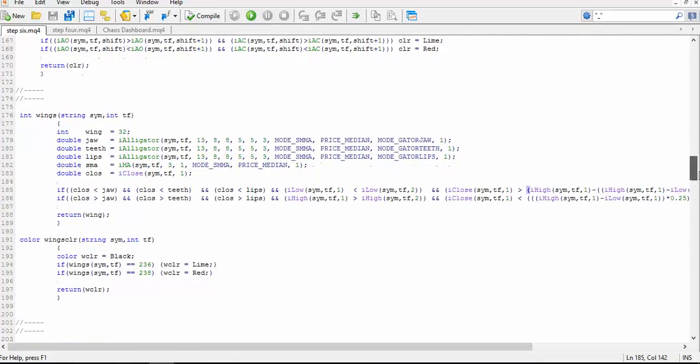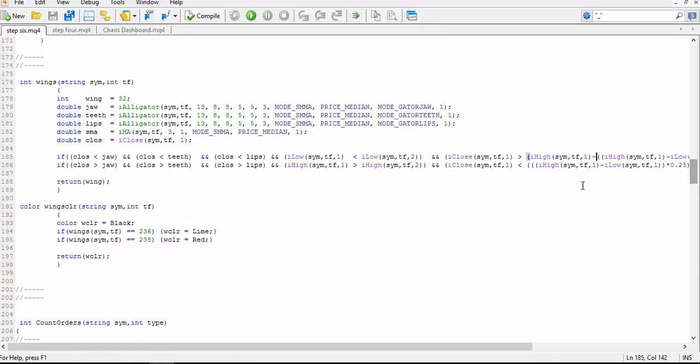Now, this is probably going to be the most difficult thing, because this is a divergent bar, and it uses a little bit of math. Sometimes math can be confusing in MetaTrader. Remember, the first line here will be for a bullish divergent bar. Remember, the price must be below the alligator. So the close, right here, the close symbol, time frame 1, must be below the jaw, below the teeth, and below the lips.